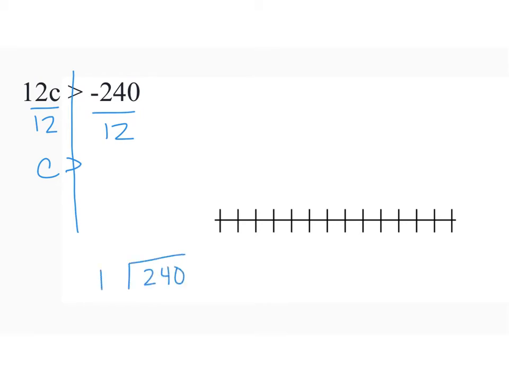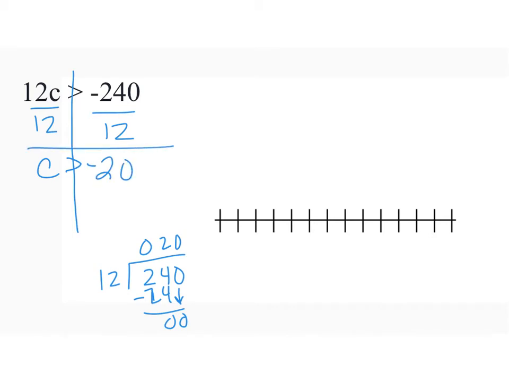All right, this one here, 12c is greater than negative 240. So I'm going to draw my line down my sign. As I can see here, my c is being multiplied by 12, so I am going to divide both sides by 12 to get rid of that. And that'll leave me with c is greater than, and then I need to do some division here. So 240, how many times does 12 go into 240? Well, it can't go into 2, it can go into 24 2 times. Okay, bring down my 0, and then 12 goes into 0 zero times. So we get c is greater than negative 20.